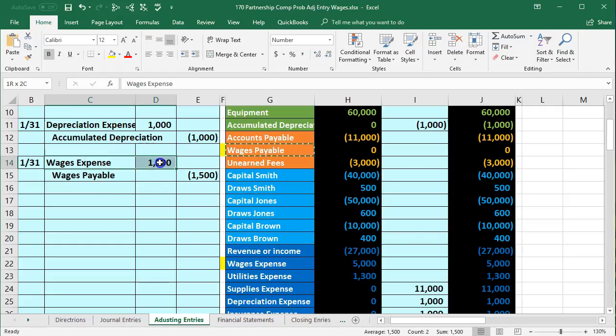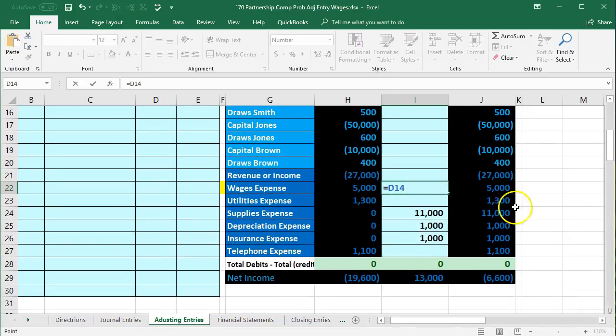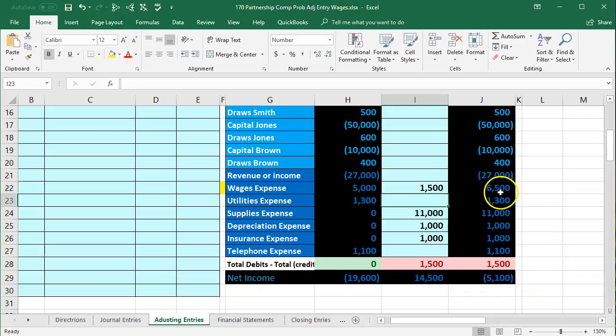So here's wages expense. We're going to post that to wages expense here. We're in the middle column in I-22 where we say equals and point to that 1,500. It's going to bring this, once we hit enter, it's going to bring this 5,000 up by 1,500, bring us out of balance by 1,500, and bring net income down. So there we have it. So now we're at 6,500. We're out of balance. Net income goes down.